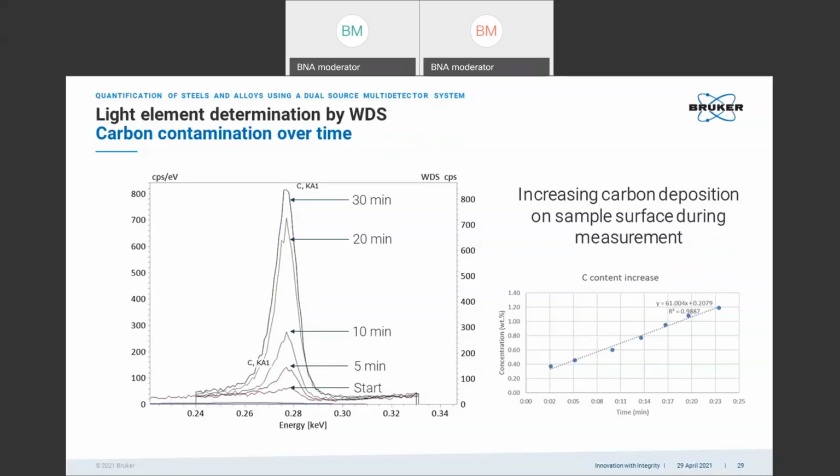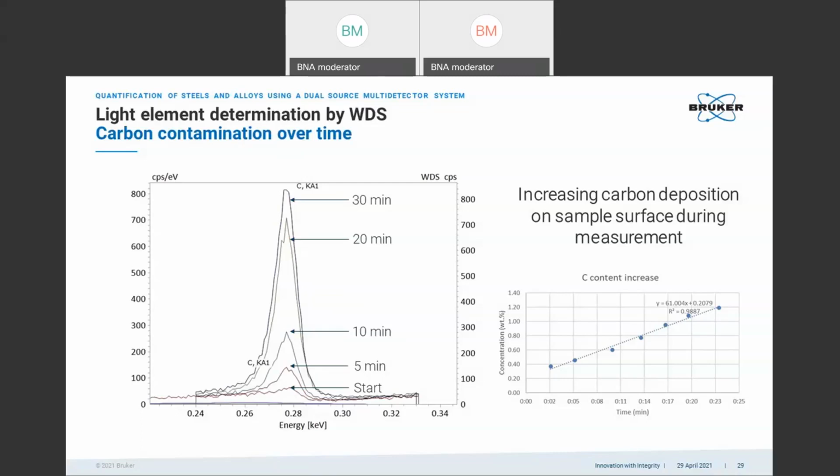I acquired some range scans for the carbon on steel. On the left-hand side, you see the range scans over time, and you see the increase of this carbon peak. With analysis time, you will determine more and more carbon in your sample. The peak gets higher and higher over time. This seems to be quite a long time, 30 minutes, but you get the increase instantaneously. We can see that increase on the right-hand side in that graph.